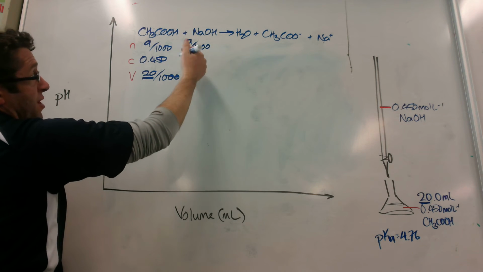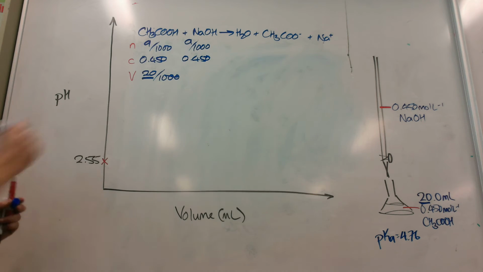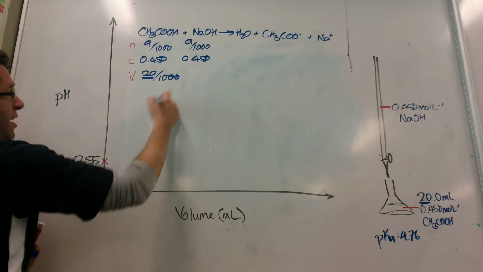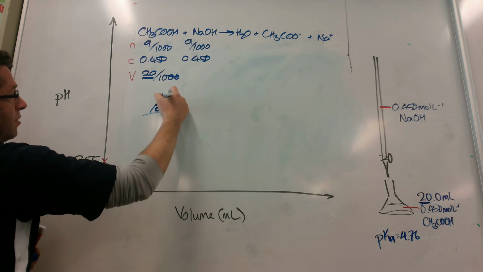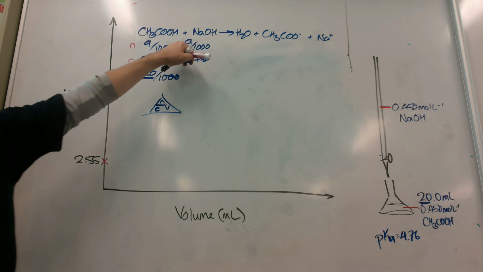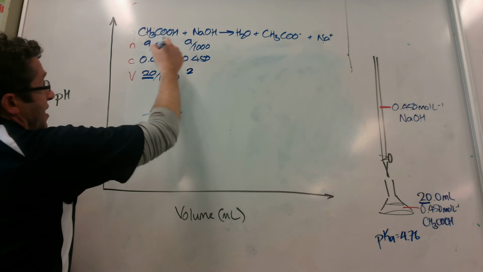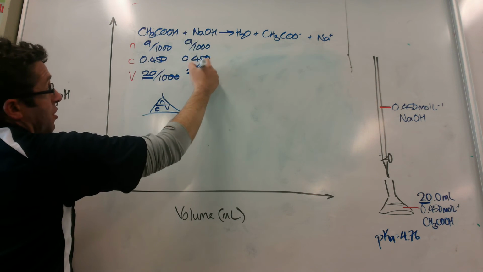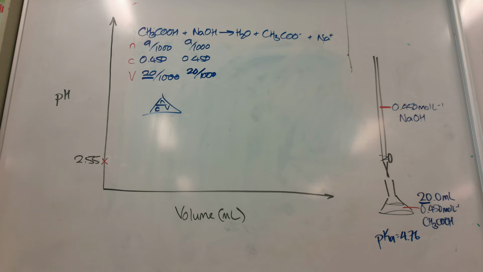I also know this value here. And so to find volume, I rearrange my N equals C times V. Sorry, C equals N over V. Okay, I'm trying to find volume, so it's N over C. That divided by that equals that. Not surprisingly, because these are the same concentration, 1-to-1 ratio, I get 20 mils.